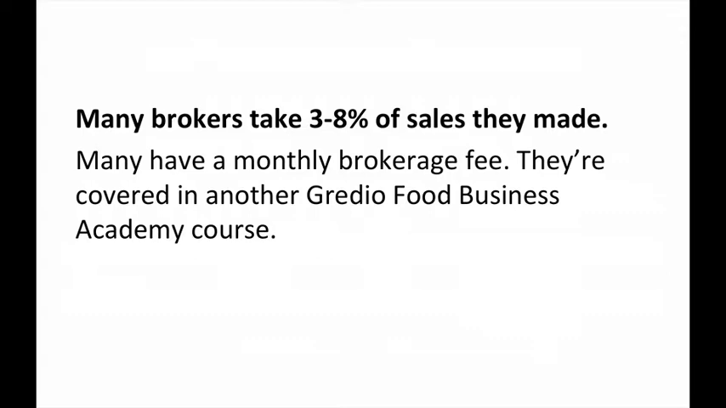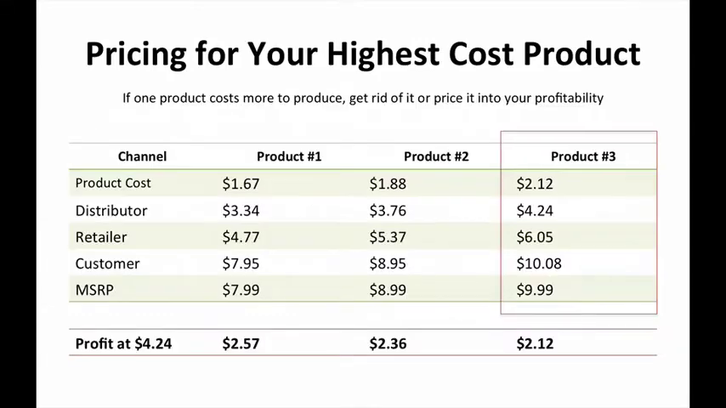The third is, just to make a point here before we get to the third point, that many brokers take 3 to 8% of the sales that they make. They have a monthly brokerage fee, and they're covered in another Food Business Academy course that I'll cover later on. But you can incorporate the broker's percentage into your margins. If your margins are higher, maybe they're 40 to 60%, they take the 3 to 8% and you make your money up on volume because the broker moves a little bit more volume than you probably would. So I just wanted to mention that quick fact about brokers that weren't included in that last example.